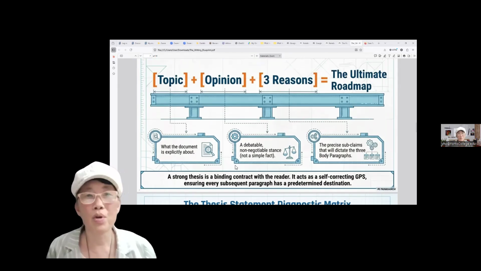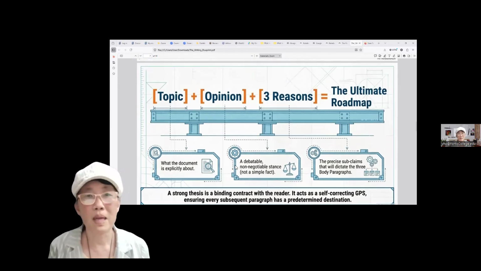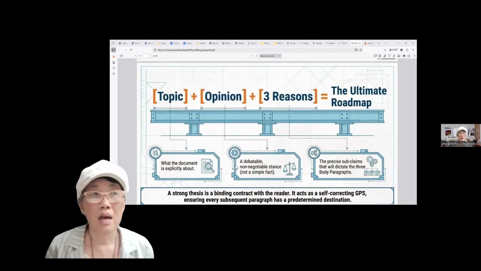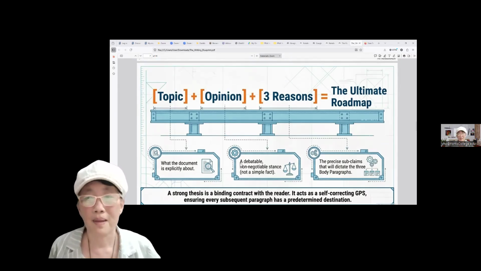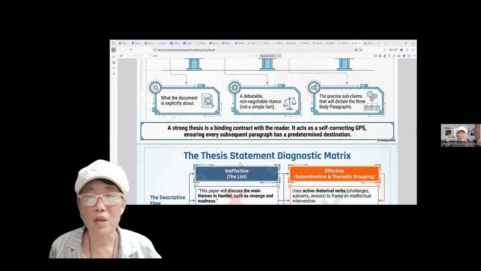And you got to make sure that your thesis statement is debatable. You should avoid thesis statements that just state a fact, like you need 8 hours of sleep or something like that, because there's nothing debatable about it. It's something that you can agree or disagree.